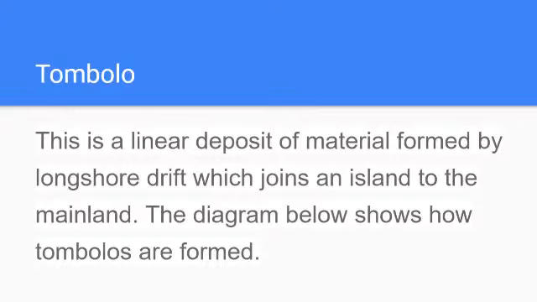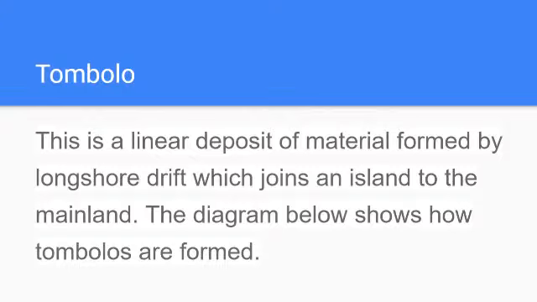Then we jump into Tombolo. So the Tombolo is a linear deposit just the same. Materials are formed by longshore drift just the same. But the difference with this one is that it extends, then it joins an island to a mainland. So the mainland would have been where we were initially, where the spit started from. And then you would have had that island out in the sea, and the attachment that was created would have touched this island.